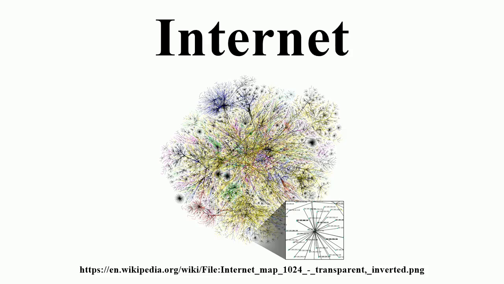Most traditional communications media, including telephony and television, are being reshaped or redefined by the Internet, giving birth to new services such as Internet telephony and Internet television. Newspaper, book, and other print publishing are adapting to website technology, or are reshaped into blogging and web feeds. The entertainment industry was initially the fastest growing segment on the Internet.